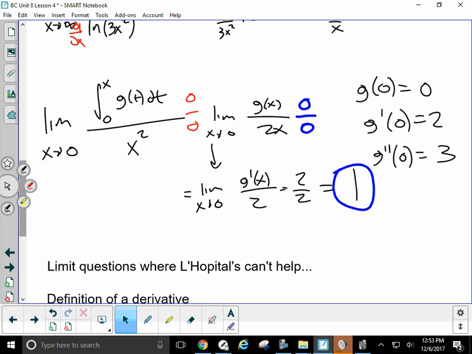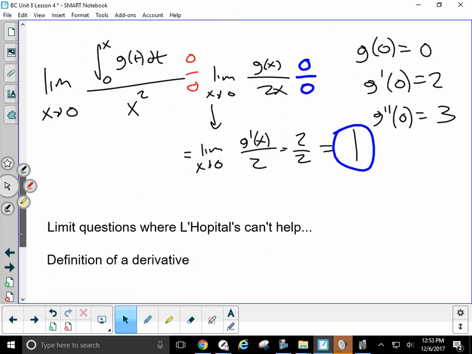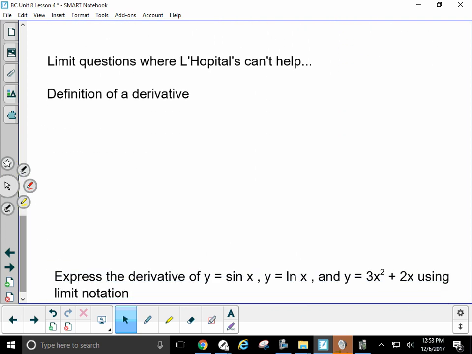All right, now, I've seen in a recent practice AP test a question that L'Hopital's can't help us with, that not teaching you guys the algebraic simplification methods actually hurts you guys, so we're going to be ready for it. And these are limit questions where L'Hopital's can't help. And they involve the definition of a derivative.